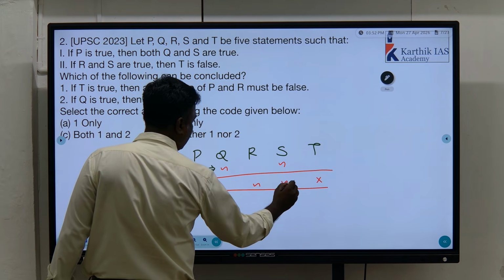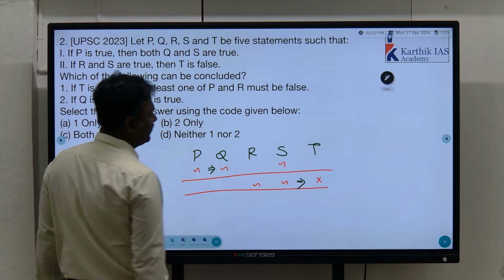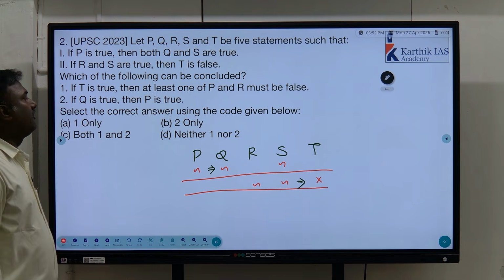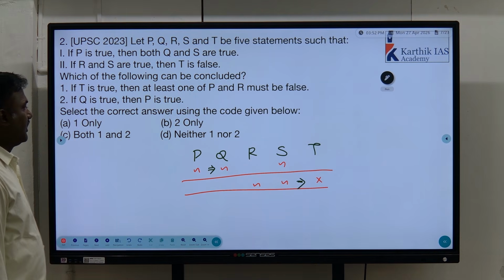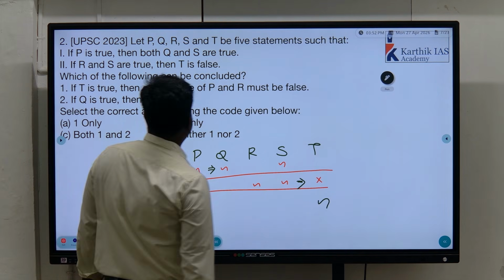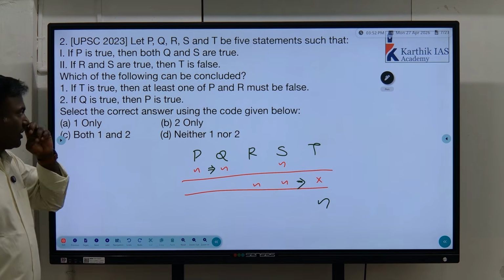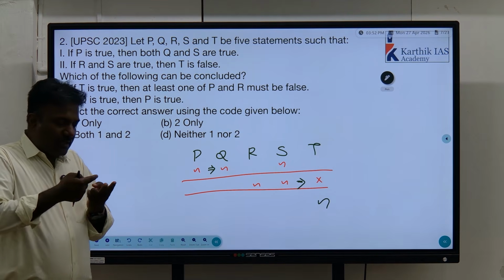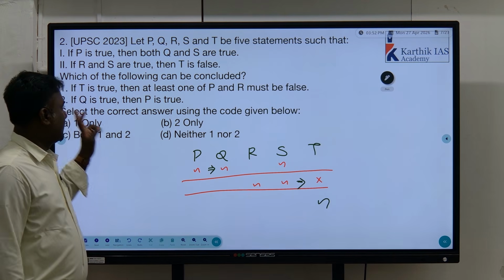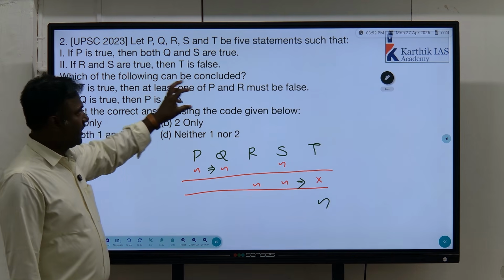This is, if R and S are true, then this is what is given. Now, if T is true, then at least one of P and R must be false. So if T is true, it means at least one of P and R must be false. Which means what? Among P and R, either one has to be false or both have to be false. That's what is given, whether this statement is true or not.